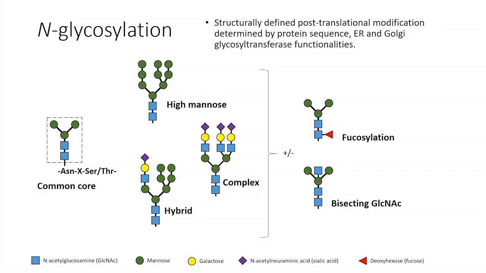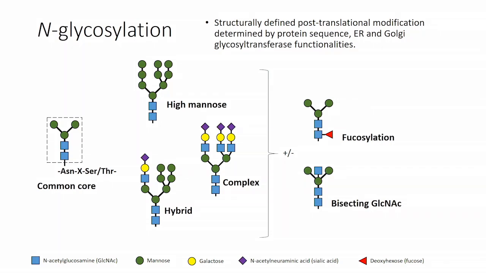The common core structure is shown here. It's 2 units of N-acetylglucosamine, or GlcNAc, combined with 3 units of the mannose residue, the green circle here. N-glycosylation can be broadly classified into 3 types. The first type is the high mannose, which is mainly comprised of mannose residues. Another type is the complex type. The complex type is comprised of N-acetylglucosamine, followed by a galactose, which is a yellow circle, and in some cases they carry a sialic acid, which is represented by the purple rhombus here.